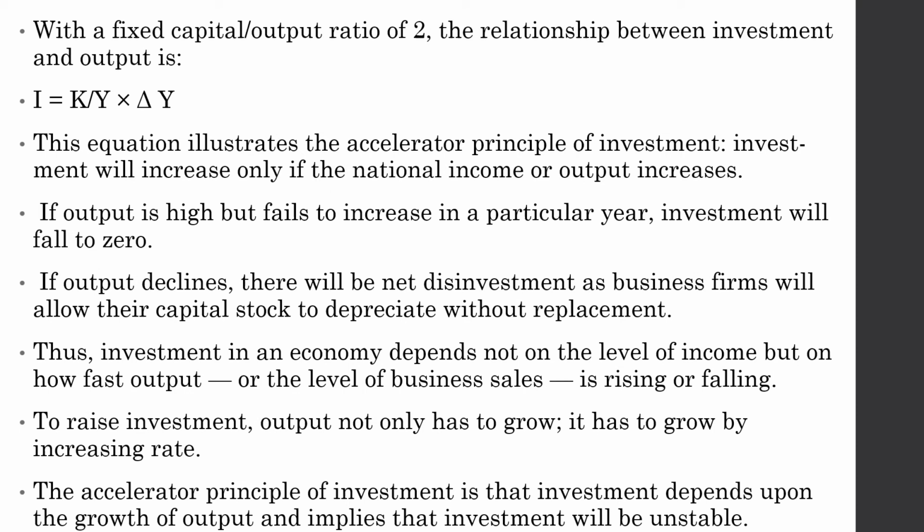With a fixed capital output ratio of 2, the relationship between investment and output can be written as I is equal to K by Y into delta Y. This equation illustrates the principle of accelerator.